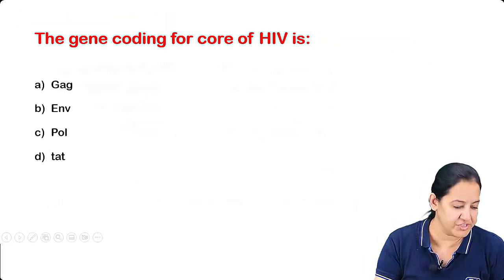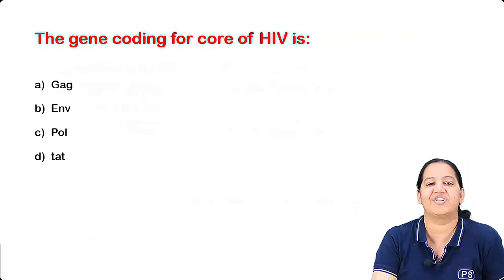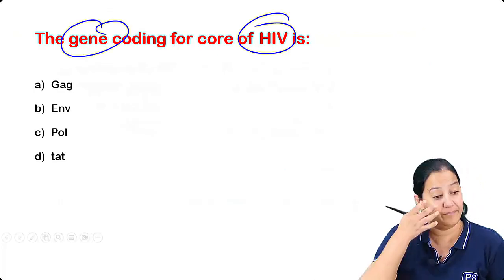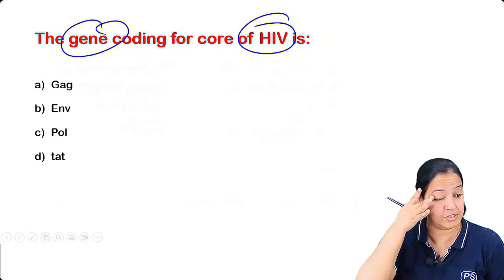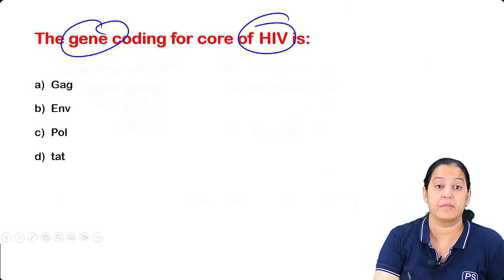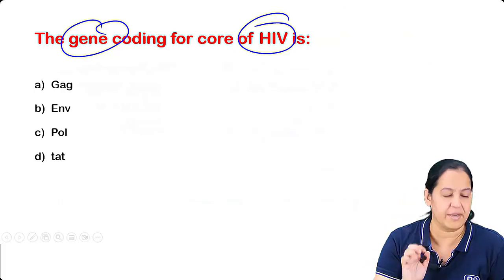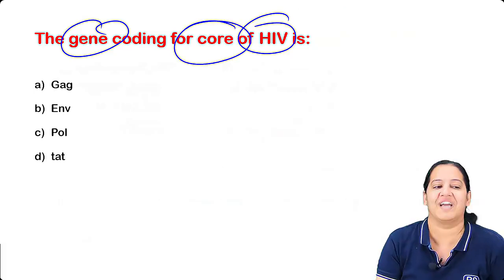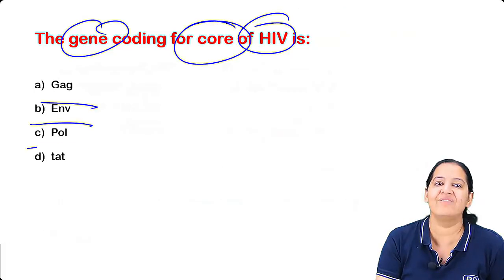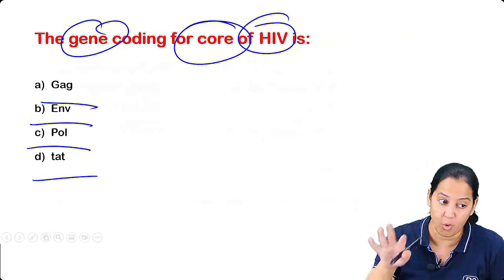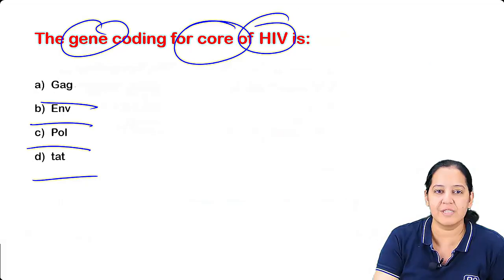Okay, read the question, tell me the answer. We are done. Read the question. The gene coding for the core of the HIV, I'm sorry. Is it gag, env, pol, or tat? I'm asking the core. Core means capsid. The capsid is formed by the gag.